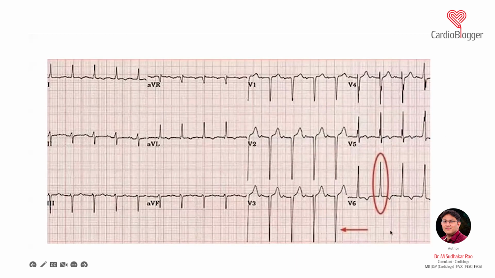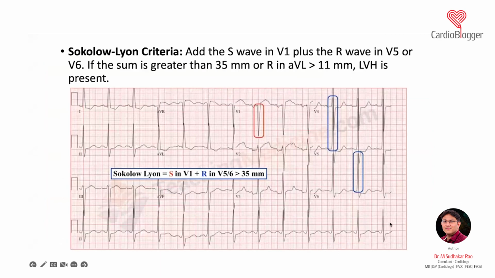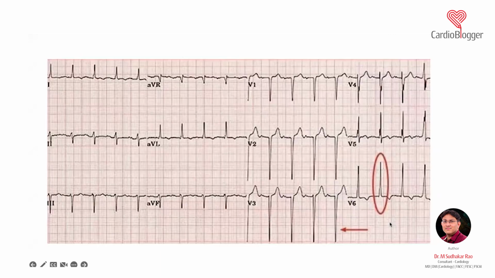So this suggests that there is a presence of intrinsic coid deflection in lead V5 or V6 that carries 1 point, and QRS duration more than 90 millisecond. Now, here it is very difficult. It's not all more than 90, it's around 80. So there are many points which are met.